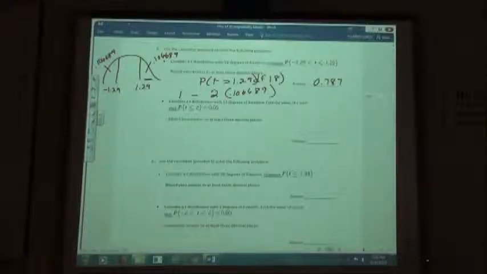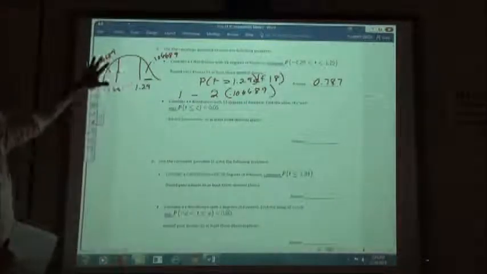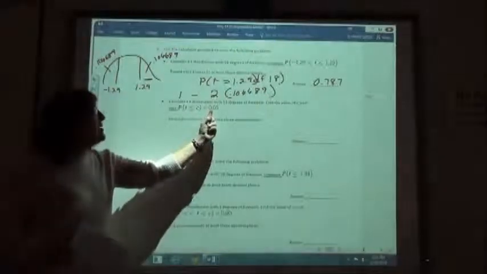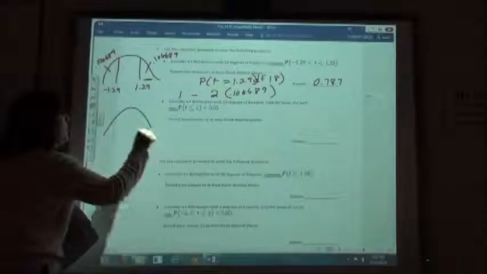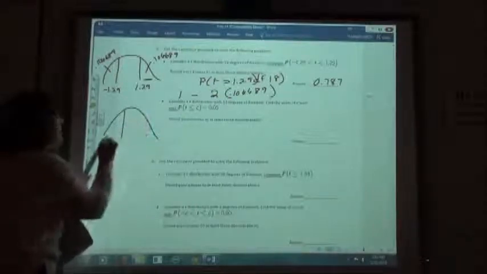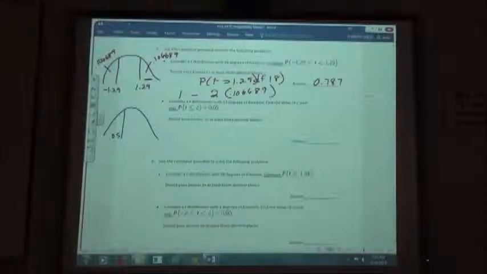And they do give you a little wiggle room on the rounding, because sometimes the problem will tell you how far to carry out your rounding, and this one it doesn't. So the next one is one where they give us the area, and this happens to be a less than. So I have my curve, I know my area less than this is 0.05, and I want to find out what that critical value is.